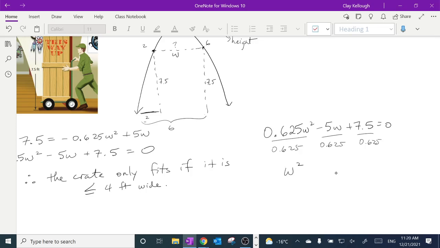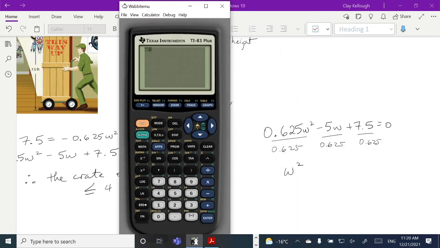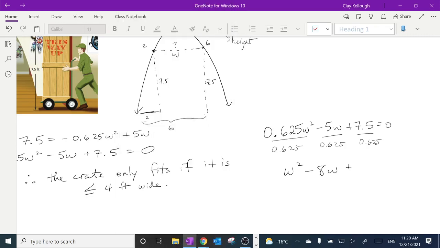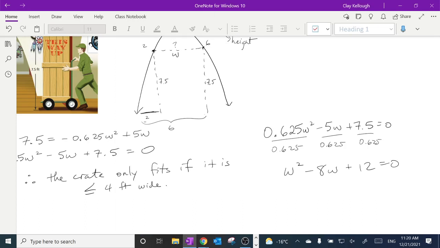But now take your calculator and figure out what 5 divided by 0.625 is. And the answer is that's 8. So this is minus 8w. You're probably thinking, surely this won't be a whole number, dividing 7.5 by 0.625. And I'd say to you, don't call me Shirley. It's my favorite joke. And there it is. Boom, 12. There you go.